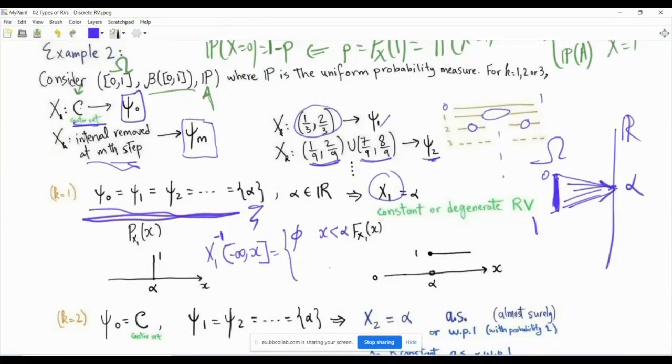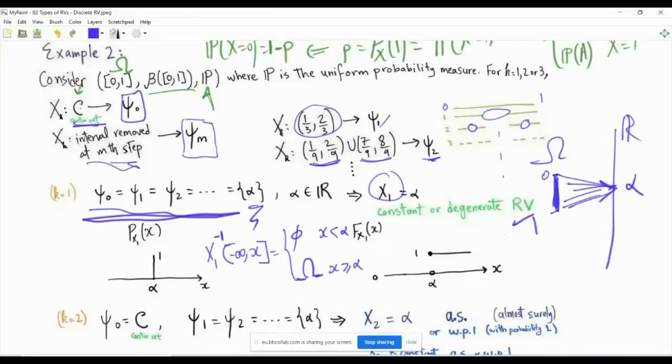What about if you take x to be greater than or equal to alpha? Well, everything, right? Because everything is mapped to alpha, so everything is mapped to the infinite interval from minus infinity to x, where x is alpha or more. So basically, the pre-image here will be omega, which in our case is the closed interval [0, 1]. And phi and omega are part of any sigma algebra, so indeed this is a random variable.